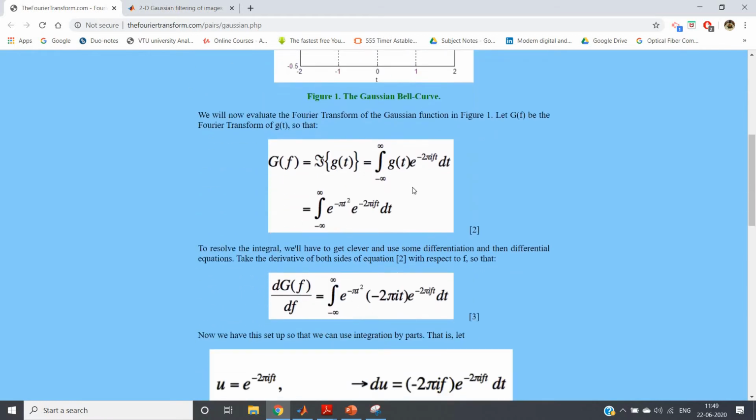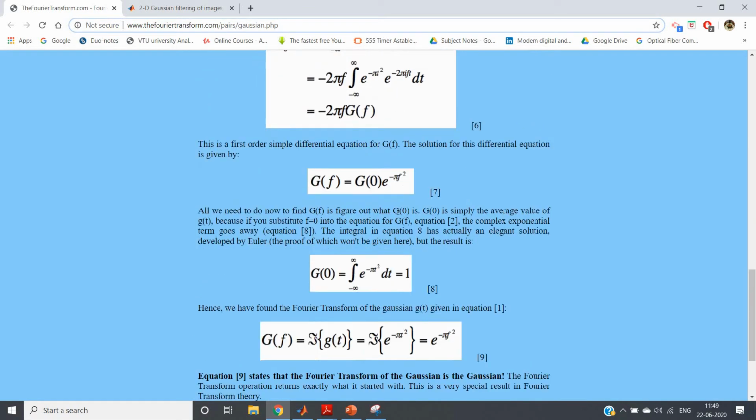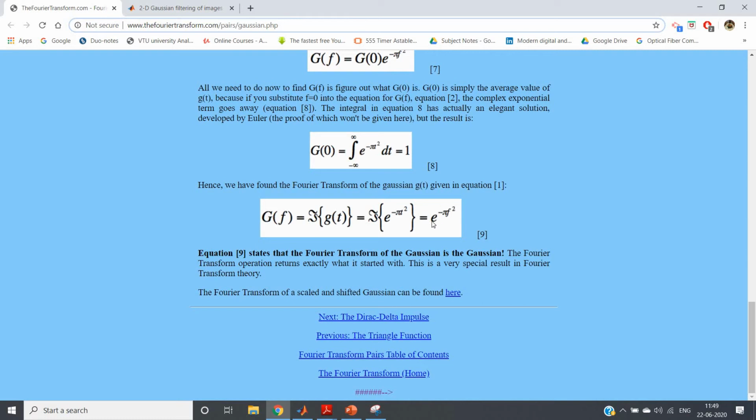You can check the detailed derivation. I will be posting this link in the description box. You can explore more. There they have shown the detailed derivation, and finally we came up with this particular Fourier transformation equation where G of f is equal to e to the power minus pi f square.